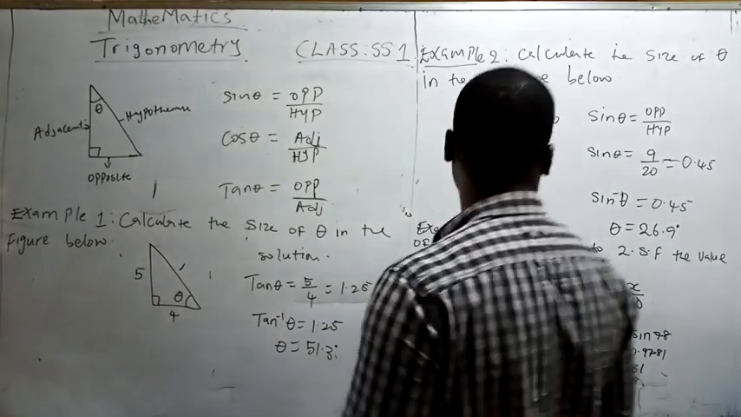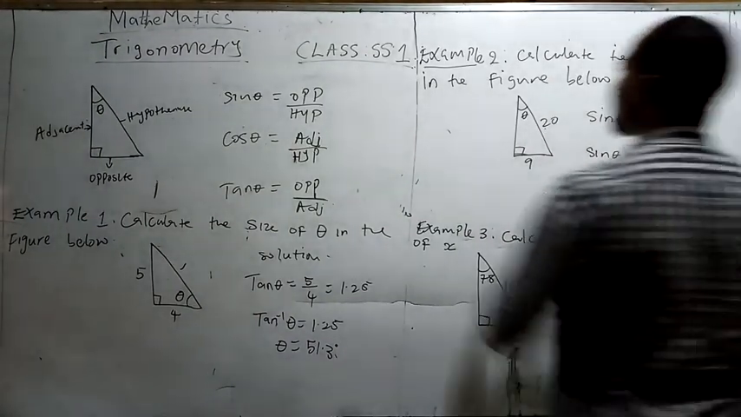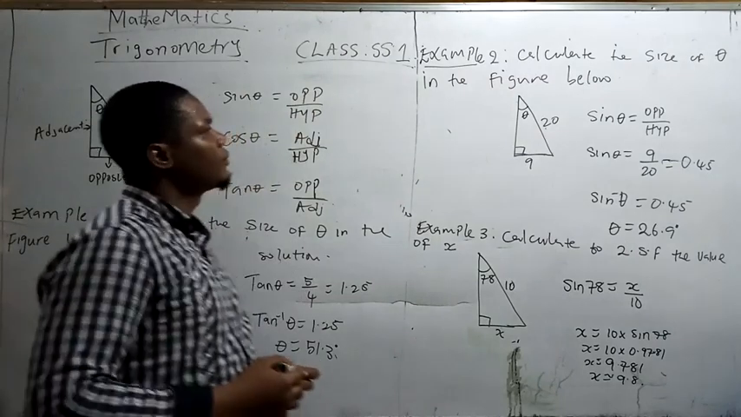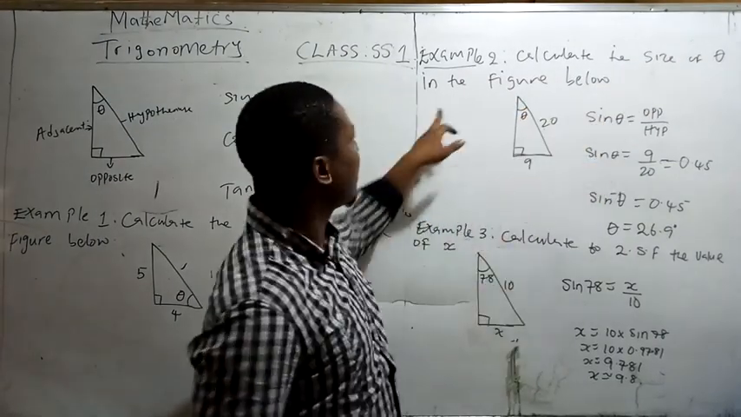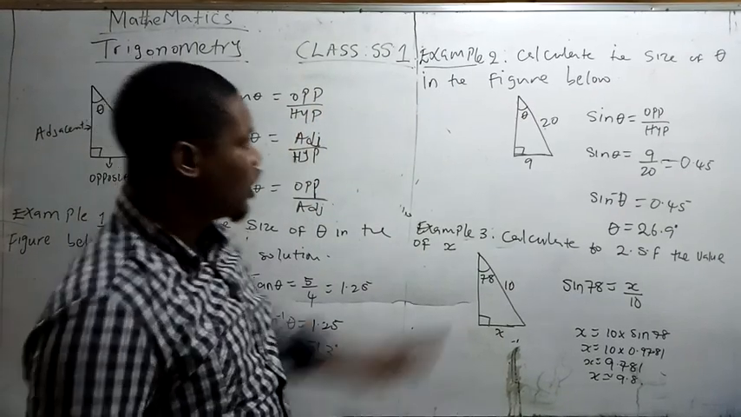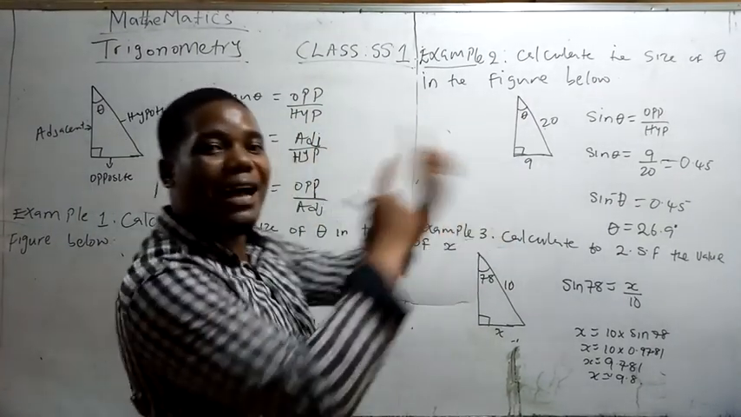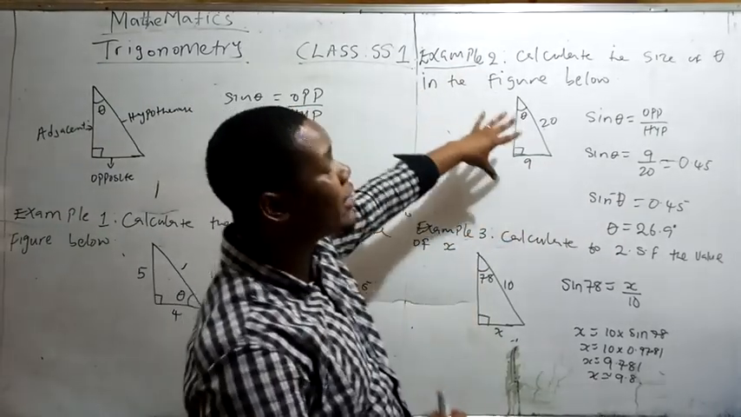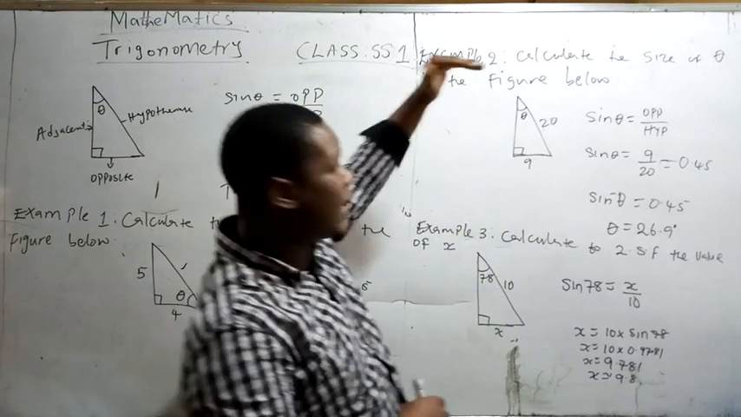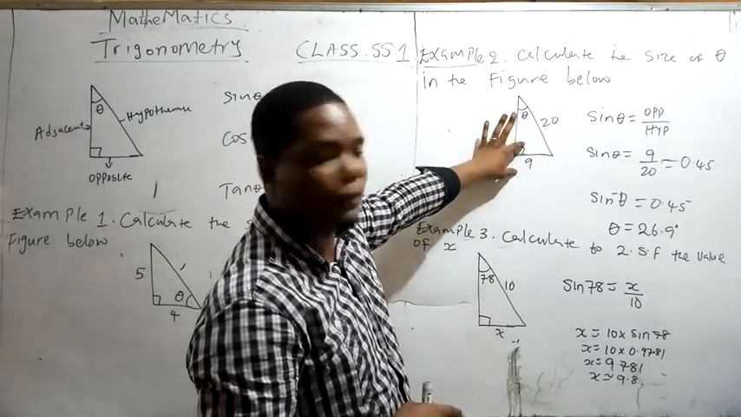Also, we have example 2, which says calculate the size of theta in the figure below. If you see the difference between the first question and this, the position of the angle has changed. What we are trying to tell you here is that the angle can take either of the two parts, excluding the 90 degrees, which is the right angle.